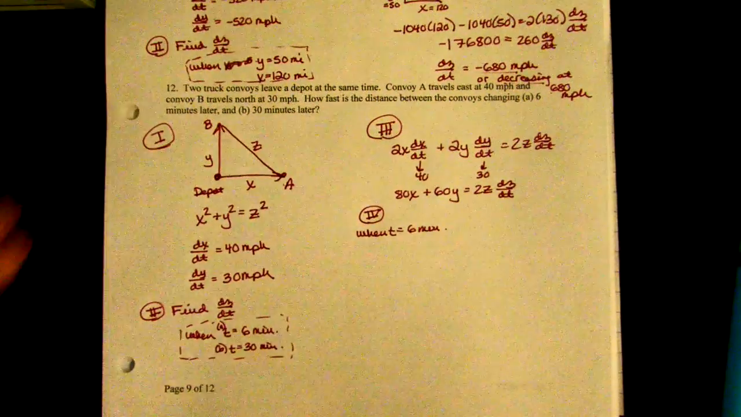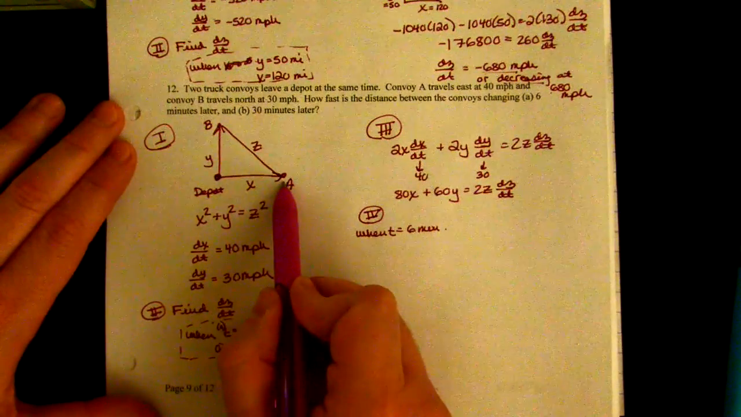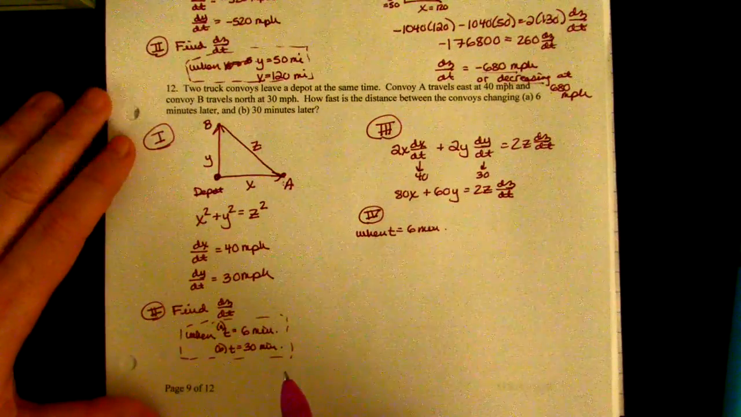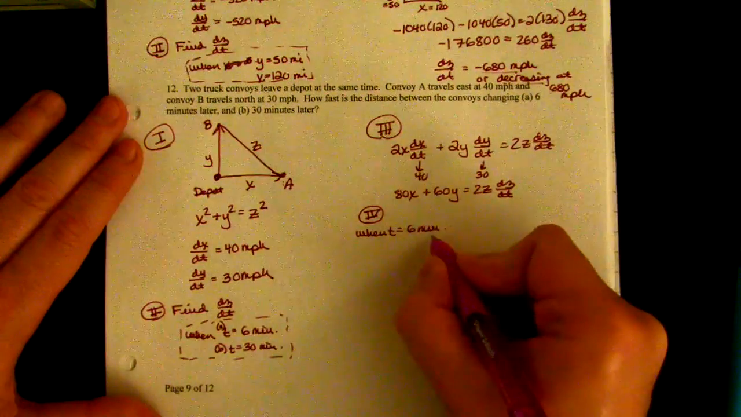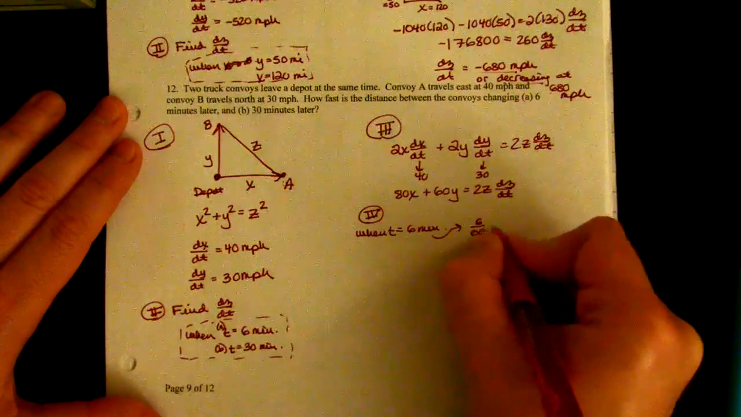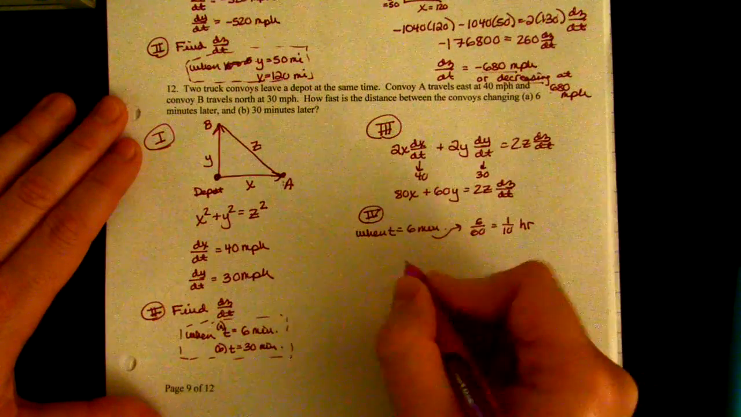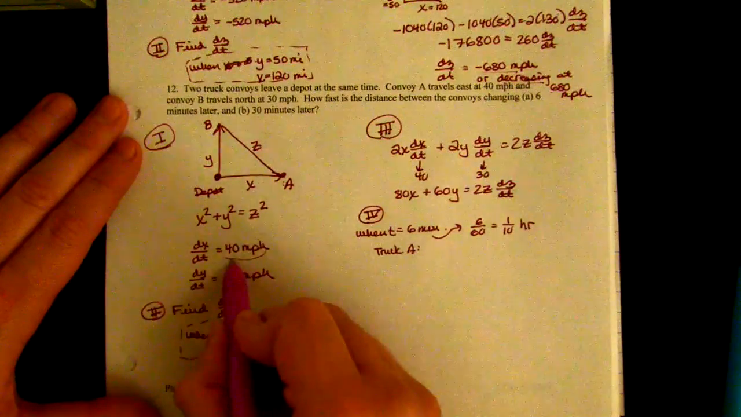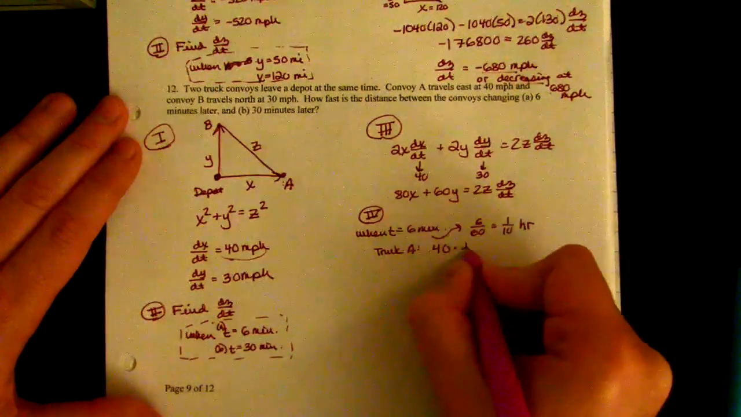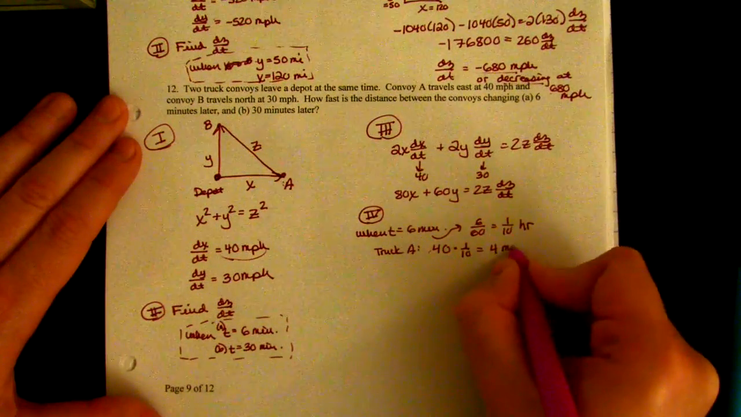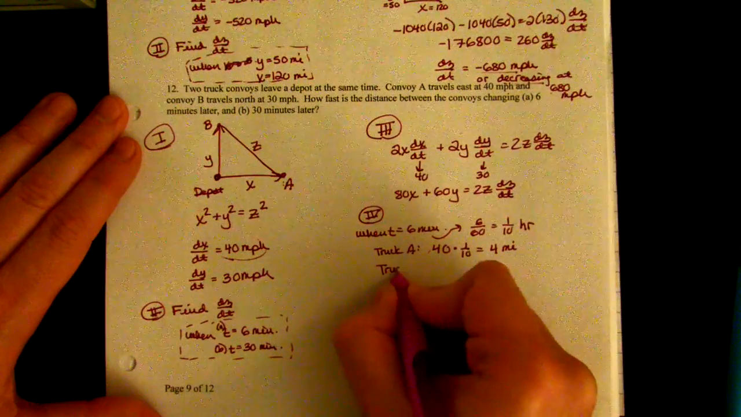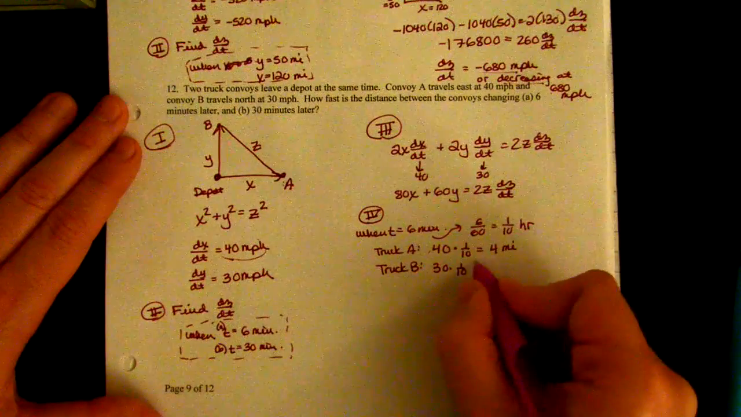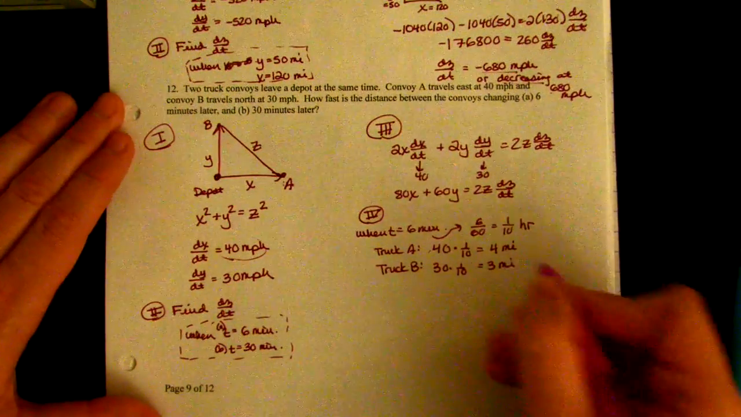well, I know that this truck is moving at 40 miles per hour, and this truck is moving at 30 miles per hour, and those are constant rates, so I can figure out how far the truck has gone. 6 minutes, by the way, is just 6 over 60, 1/10 of an hour. So truck A is going at a rate of 40 miles per hour. 40 miles per hour for 1/10 of an hour means it's gone 4 miles. Truck B is going 30 miles per hour, again traveled for 1/10 of an hour. We're getting 3 miles.